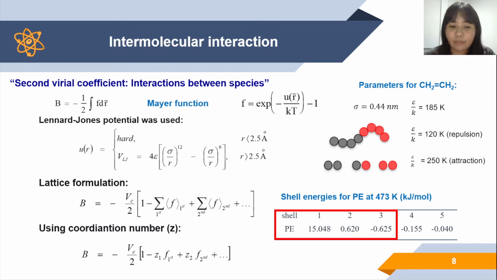To model the copolymer chain, we employ the different value of the interaction parameter or the epsilon.